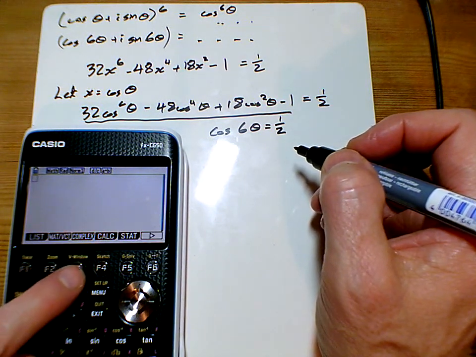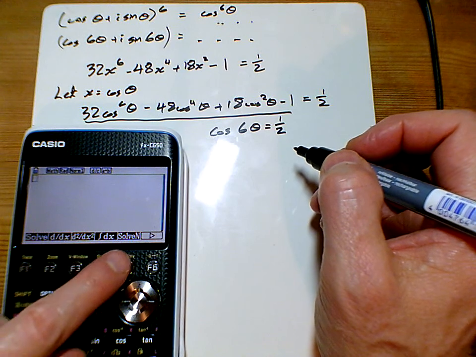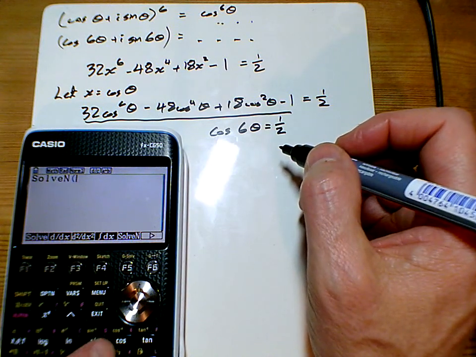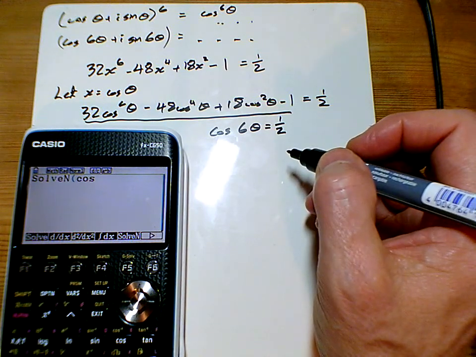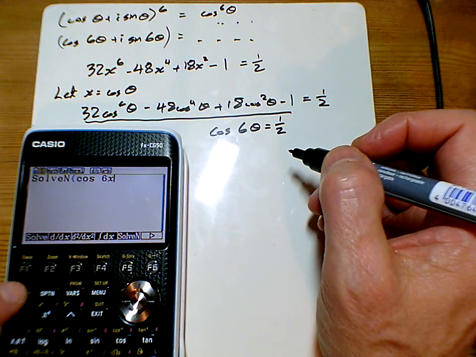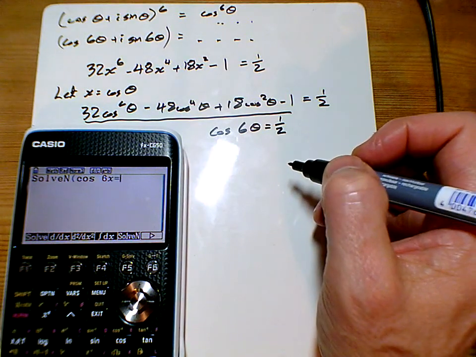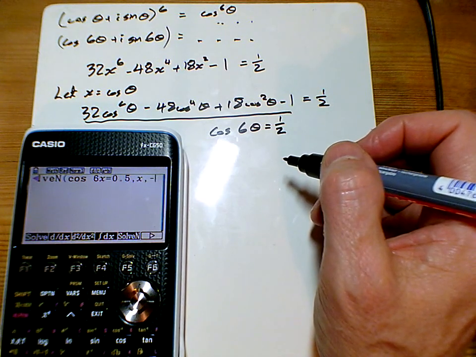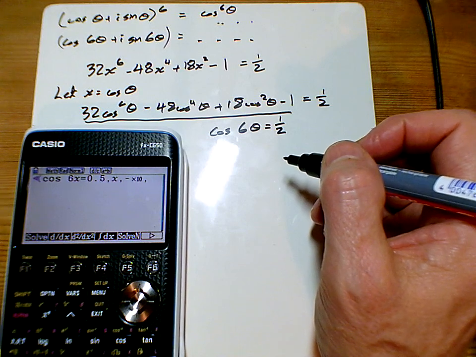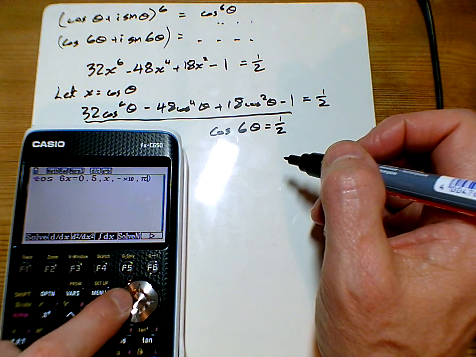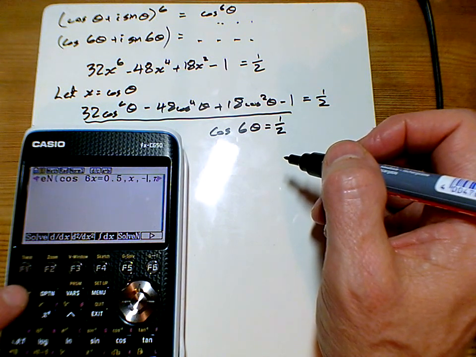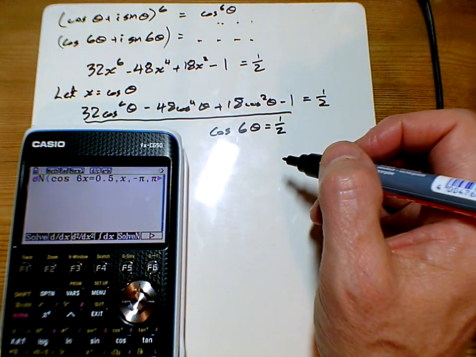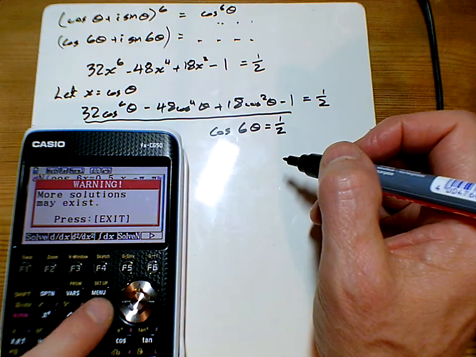So options, calculations, n solve, and I'm just going to do cos 6x equals a half. And I'm trying to find x, and let's just make up a range. So we just go minus pi to pi. Oops, I've gone wrong there, haven't I? Minus pi to pi. And it gives me a whole long list of answers. We know there's more, but here are some.